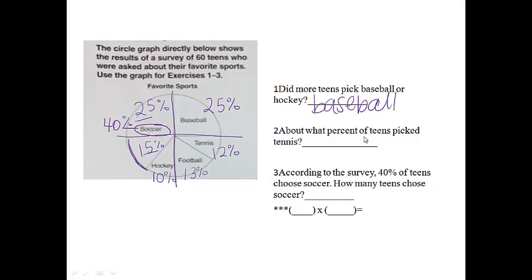About what percent of the teens picked tennis? Well, remember we already broke it up. So, you do this little squiggly line. You do 2 of them because that means about, because we don't know for sure, but it looks like it's about 12%. This just means we estimated.